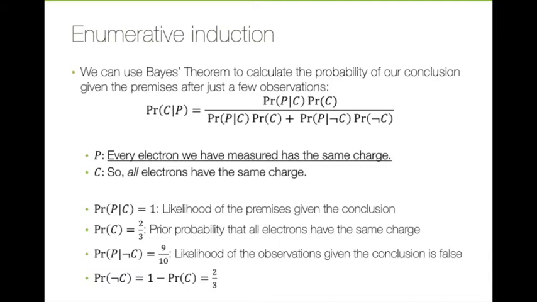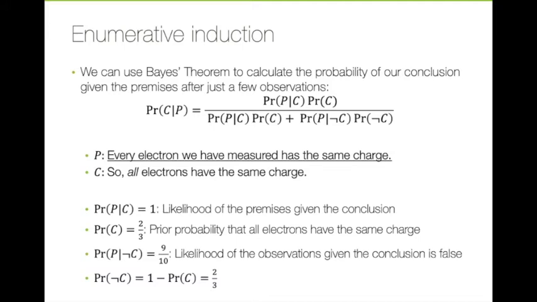So we can say that the probability of our premises given the conclusion is true is 1. We will always observe the same charge given that our conclusion is true. The probability of C is the prior probability that all electrons have the same charge.